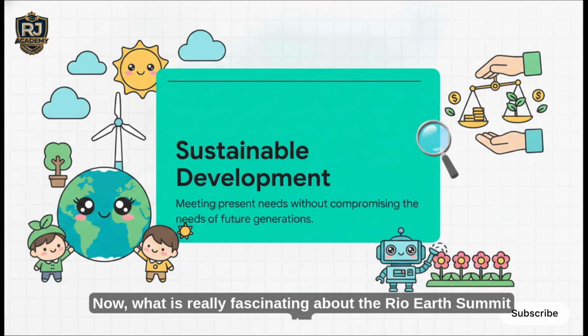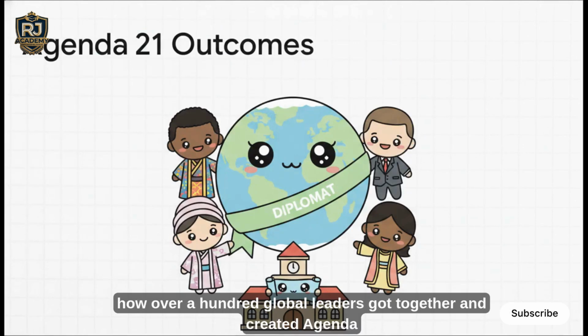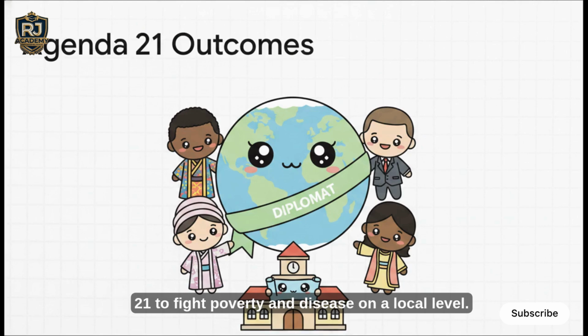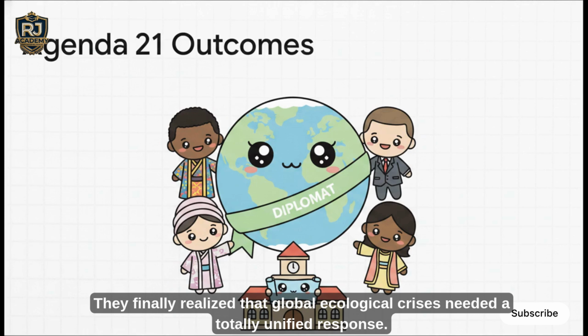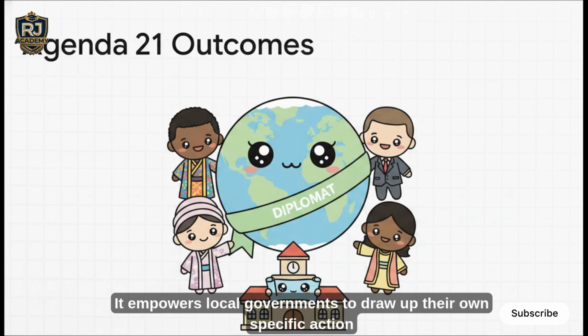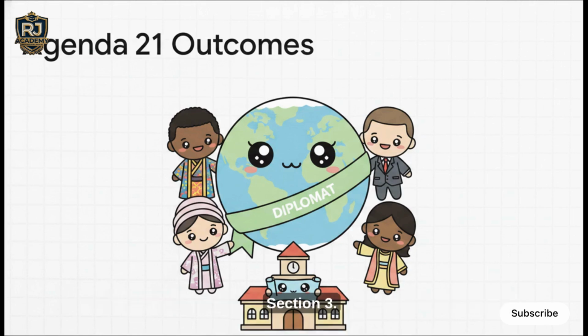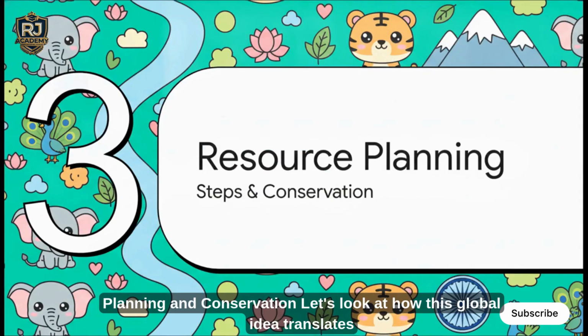Now, what is really fascinating about the Rio Earth Summit is how over 100 global leaders got together and created Agenda 21 to fight poverty and disease on a local level. They finally realized that global ecological crises needed a totally unified response. But here's the real genius of Agenda 21, its execution. It empowers local governments to draw up their own specific action plans to combat environmental degradation right in their own backyards.